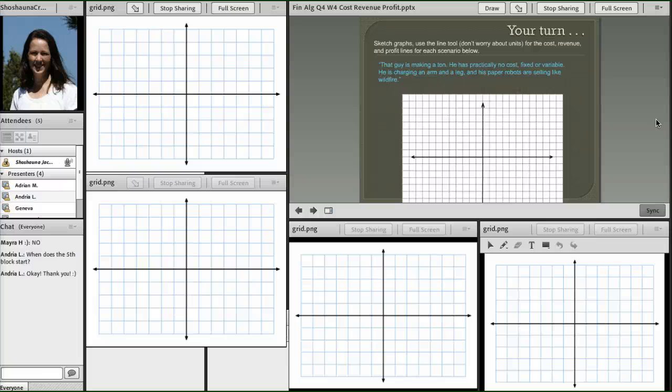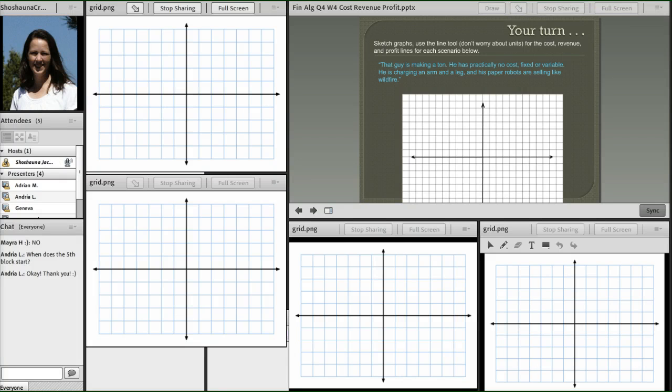He has practically no cost, fixed or variable. He's charging an arm and a leg, and his paper robots are selling like wildfire. What would be a graph that would kind of represent that? Everybody's is going to look a little bit different.